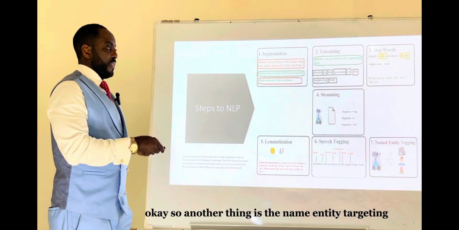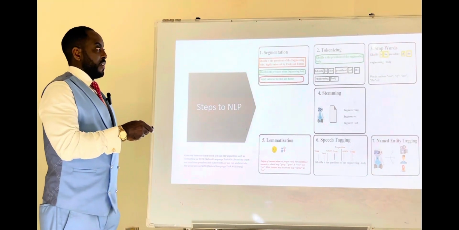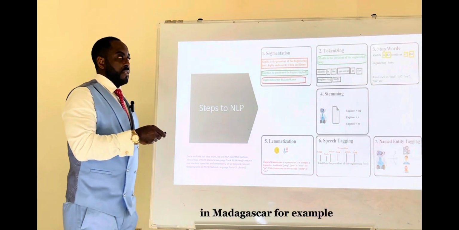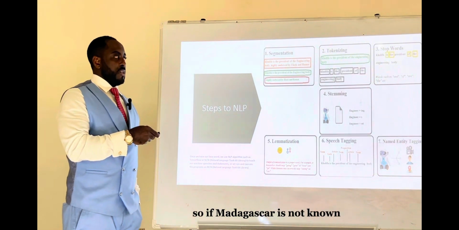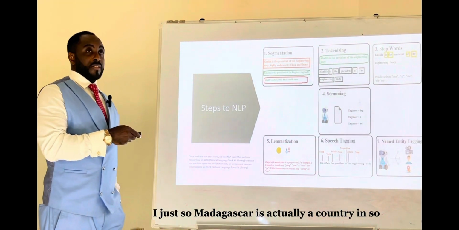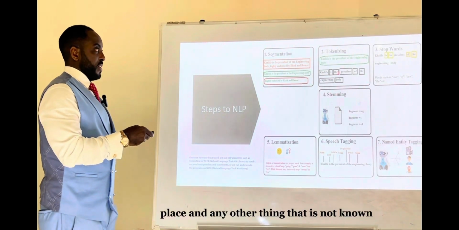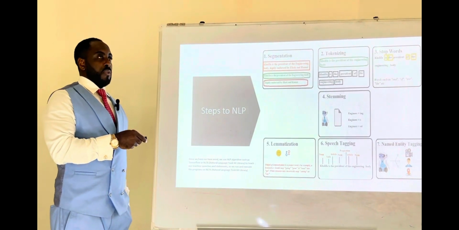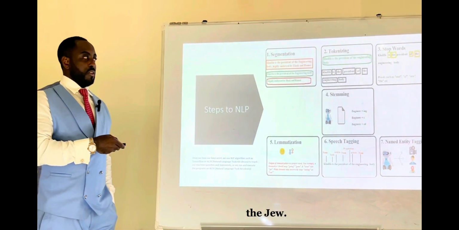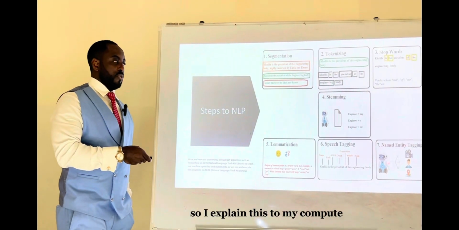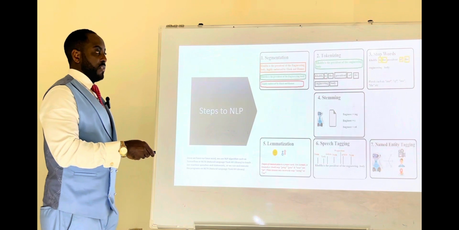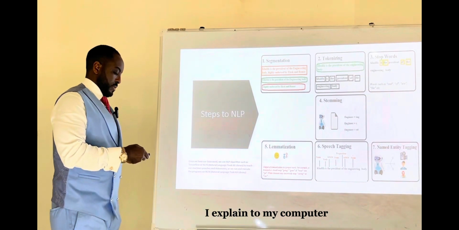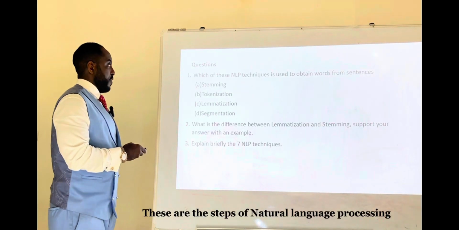So another thing is the named entity tagging. Let's assume now that I say Khalifa is the president of engineering body in Madagascar, for example. If Madagascar is not known, I just say, okay, Madagascar is actually a country, a place. And for any other thing that is not known, let's assume I say Khalifa is the president of the Jews. Let's say, okay, who are the Jews? Jews are the people who do this and that. So I explain this, and if there's any other big name, any other location that is not known, I explain it to my computer. So these are the steps involved in natural language processing.